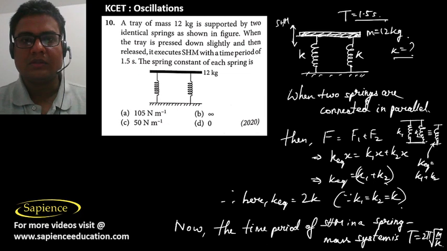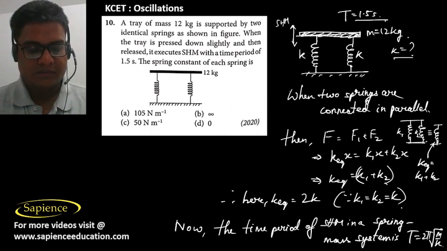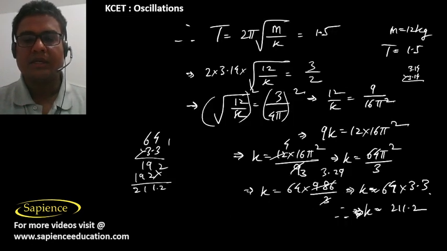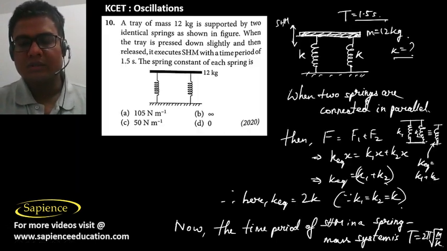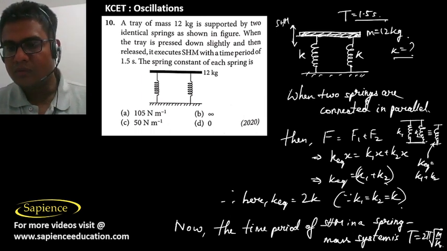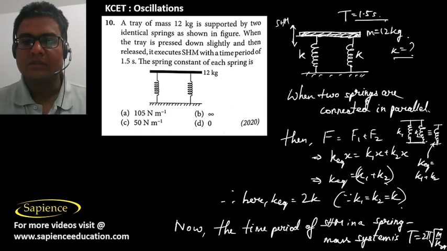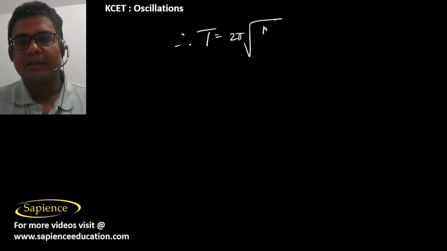by root under, now m is 6 kg. Sorry, here this will be k, but here we have to use 2k actually. There is something wrong here, sorry. So T will be equal to 2 pi root under m by k equivalent, instead of k, that is equal to 1.5.